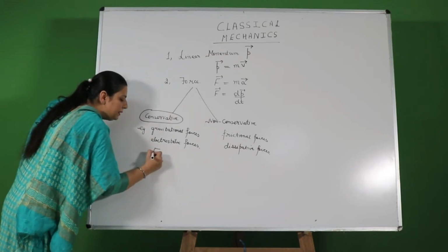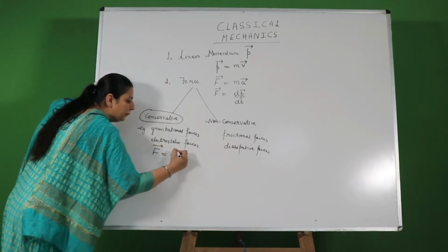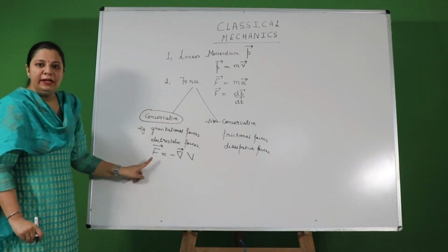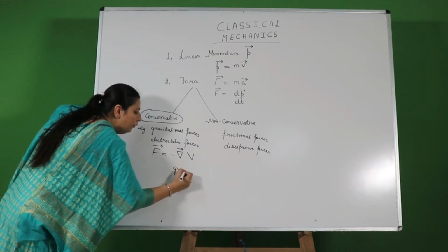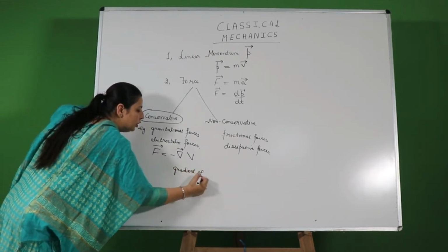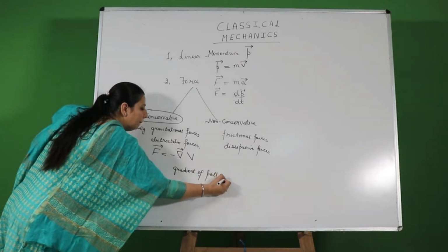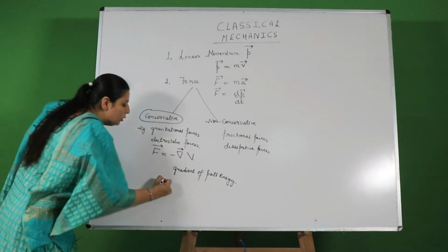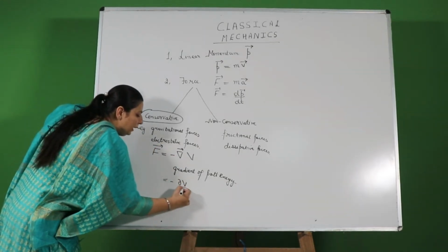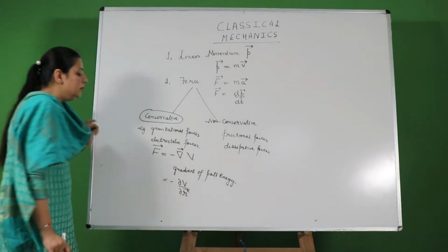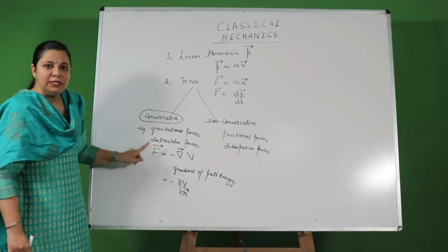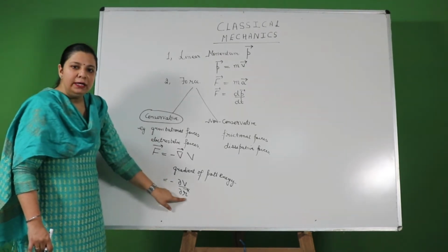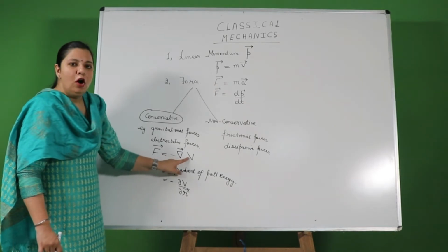Conservative forces are represented as force is equal to minus del V. That is, these forces are represented as the gradient of potential energy. Potential energy is a scalar, gradient is a vector quantity. So I can also write it as minus ∂V/∂r. So conservative forces are those forces which can be represented as minus ∂V/∂r or as minus del V. Okay.